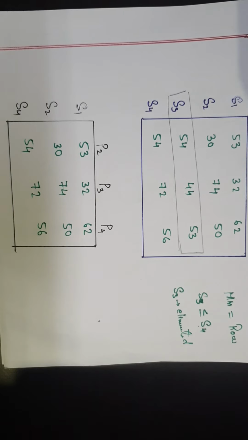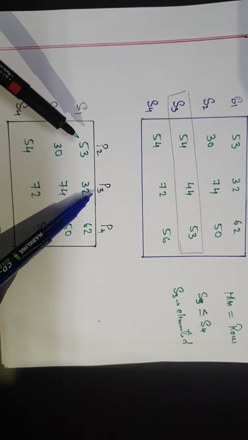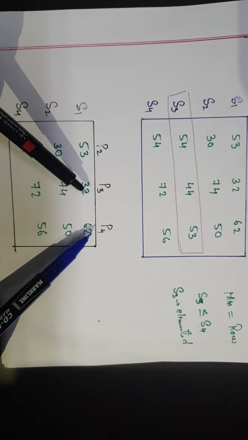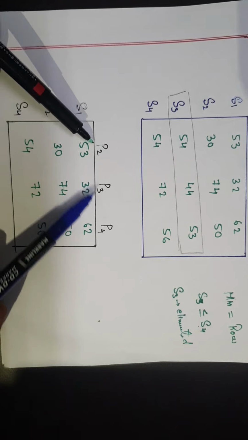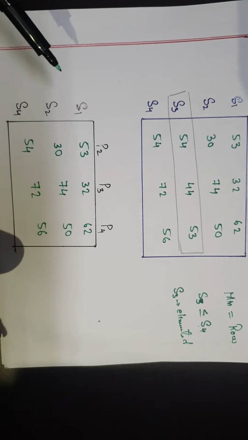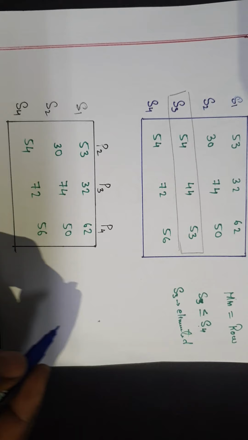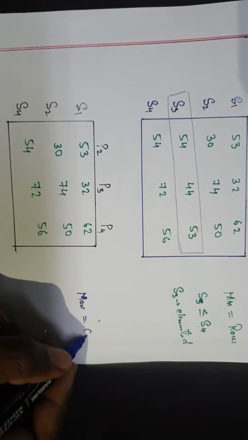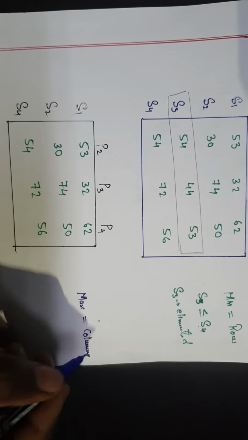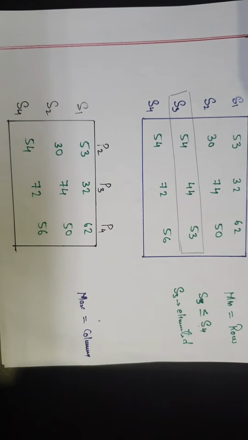After that, 64 is there. Now again you have to concentrate on the higher column. You can select any two columns. It's your wish: you can select P2 and P3, or P3 and P4, or P4 and P2. These are the combinations. You can select any one, but the column should be maximum or equal.